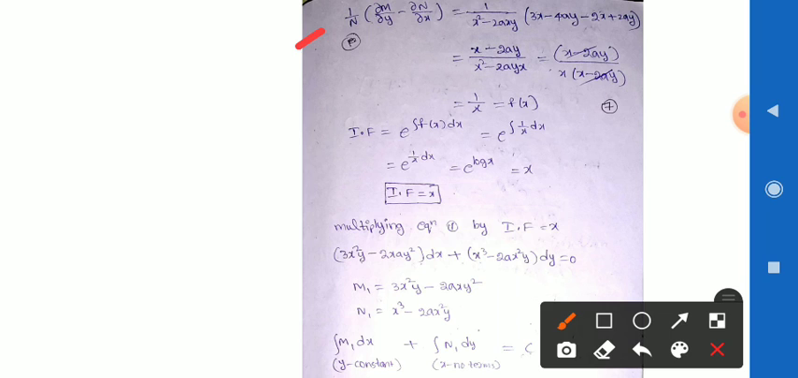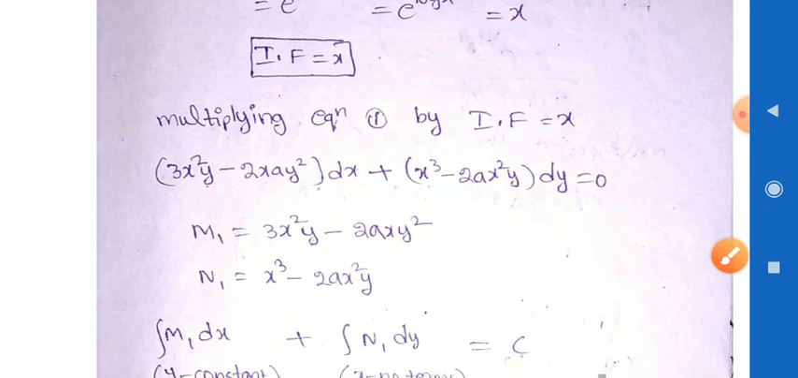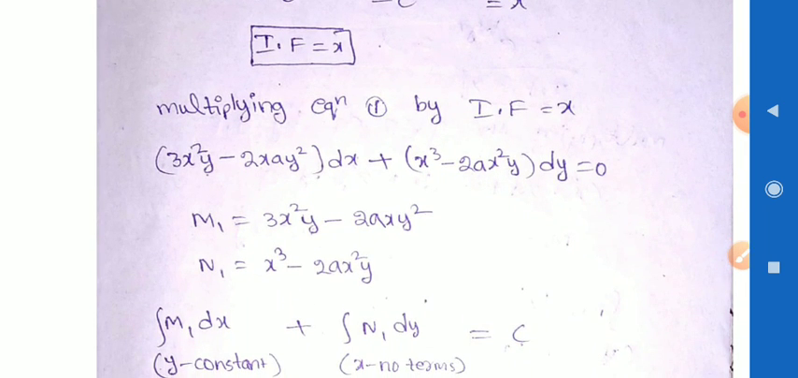Then the integrating factor is e^(∫f(x)dx), that is the integral of 1/x dx, which is log x, and the exponential and log cancel. Therefore the integrating factor value is x. Then the integrating factor is multiplied with the above equation, and we get (3x²y − 2axy²) dx + (x³ − 2ax²y) dy = 0.